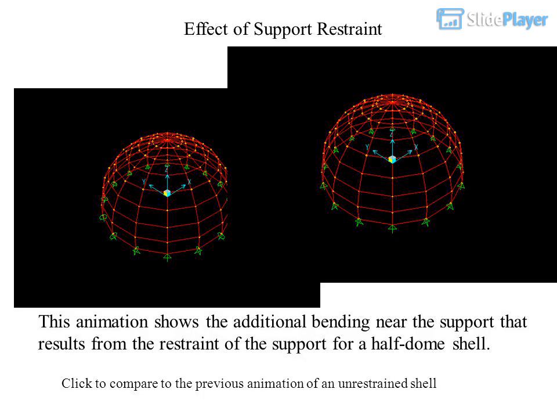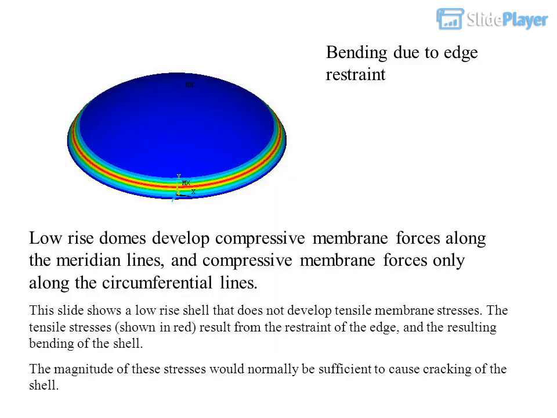Effect of support restraint. This animation shows the additional bending near the support that results from the restraint of the support for a half-dome shell. Click to compare to the previous animation of an unrestrained shell. Bending due to edge restraint.